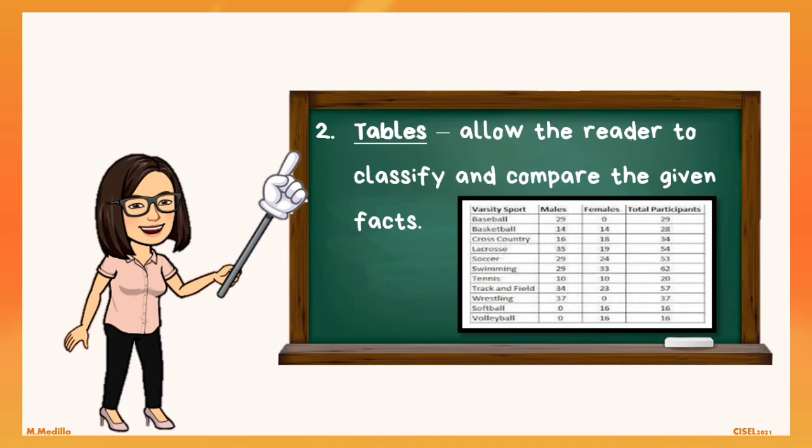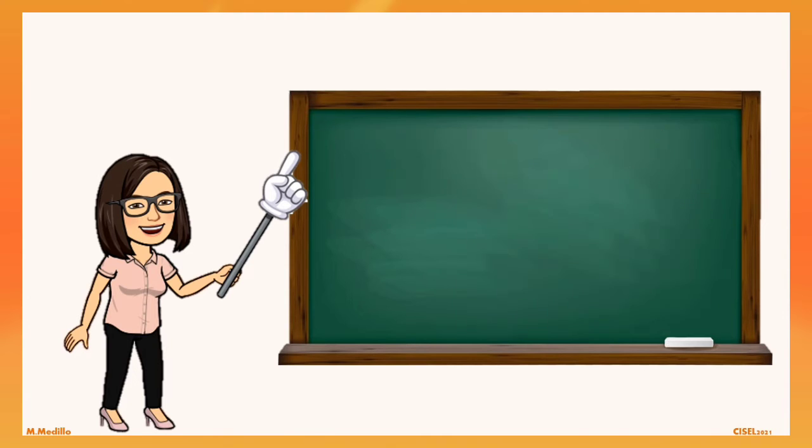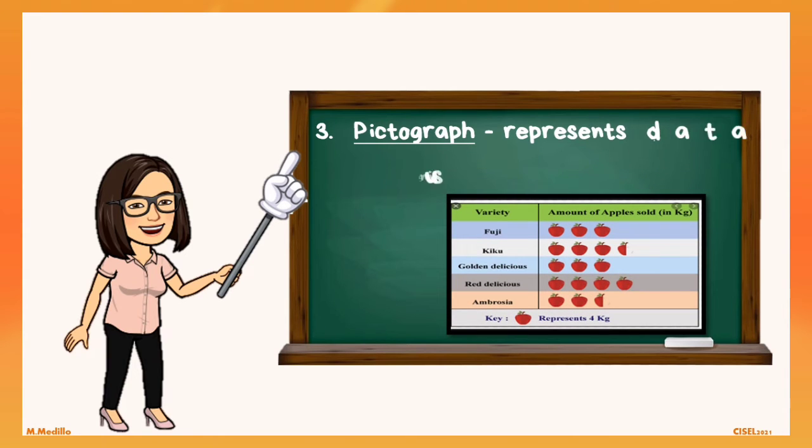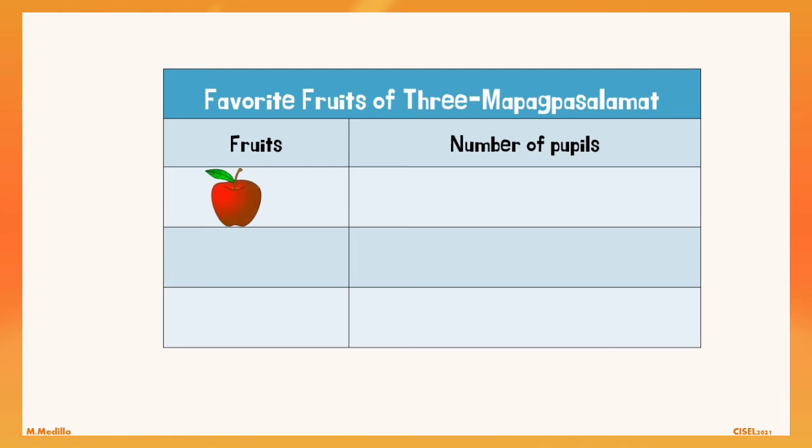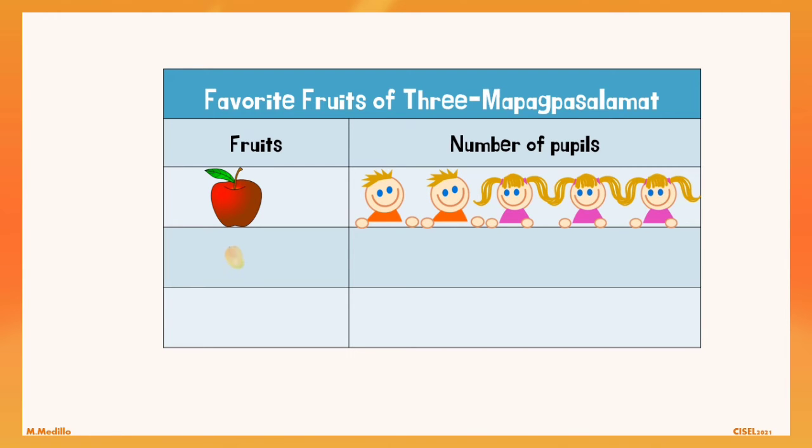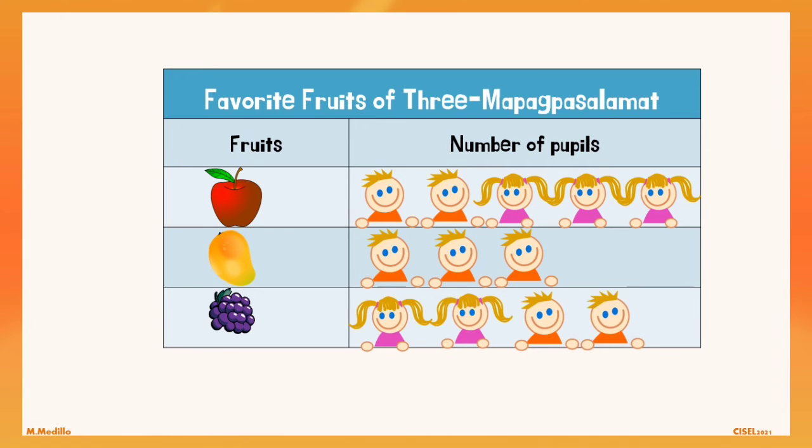Number 2, tables. Tables allow the reader to classify and compare the given facts. And you also have to remember the pictograph. Pictograph represents data using images. In order for us to better interpret the graphs, we must also know their parts. Here is an example of a pictograph. I'll show you some of the key parts that you can use to interpret a particular graph.